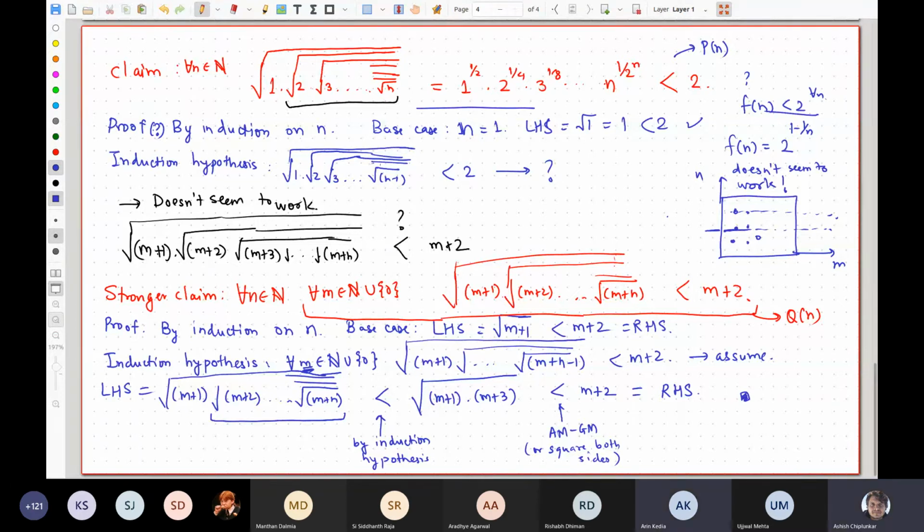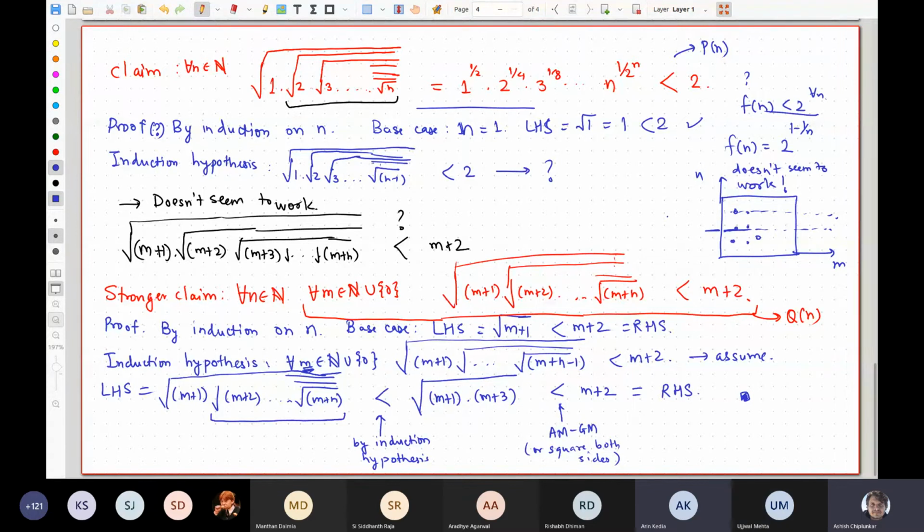Sir, but we are still left with one crucial step here. What step? We assumed that our induction hypothesis holds for all m, but we have not proved it yet. Correct. Means we have to apply one induction on m also. Yes, sir. That's what I was saying.